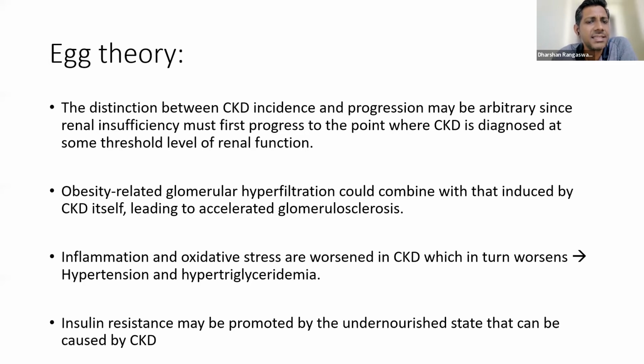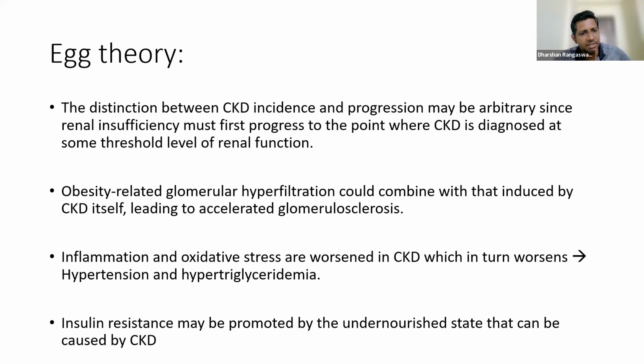The second thing is that obesity-related glomerular hyperfiltration could combine with that induced by CKD itself. There is an established CKD, stage 2, which has already resulted in glomerular hyperfiltration, and now obesity has contributed to it, and both of them result in accelerated glomerulosclerosis, and a loop is generated. Similarly, early stages of CKD itself cause inflammation and oxidative stress. This inflammation and oxidative stress now worsens the CKD, and can further worsen the hypertension and hypertriglyceridemia. So the early stages of CKD, which go undetected, can result in hyperinflammation and hyperoxidative stress, worsening hypertension and hypertriglyceridemia.